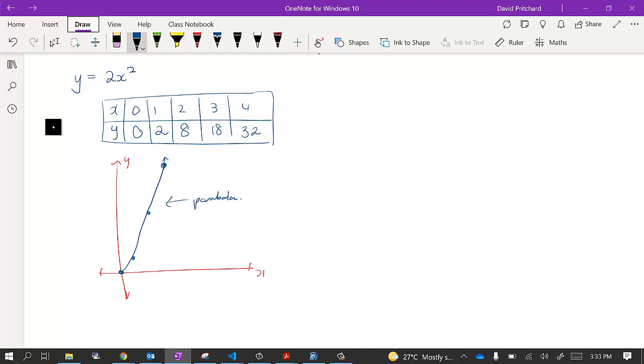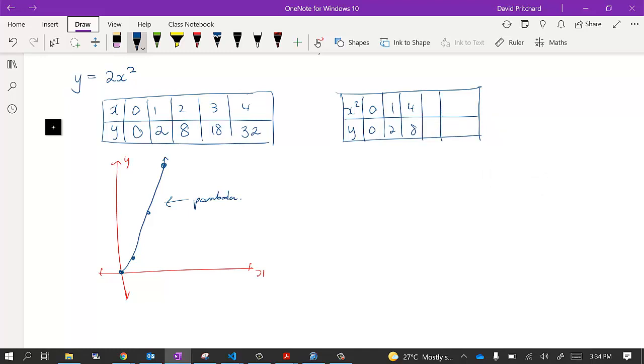If we do a similar table, but now we look at x squared versus y from this same scenario, then x squared is 0. So we can see it fits one of those conditions: it's going to pass through (0, 0). x squared is 1, so we've got (1, 2). We've got 4, 8, because 2 squared is 4. 3 squared is 9.